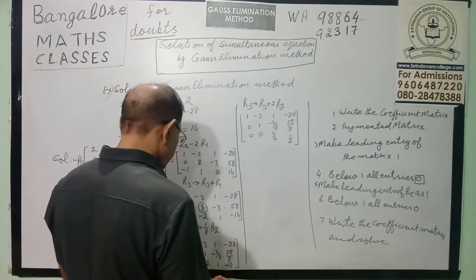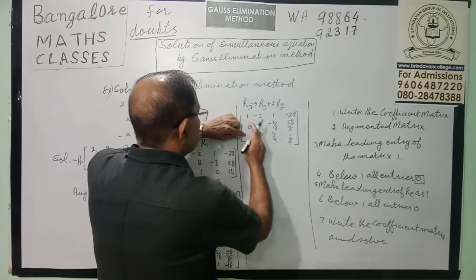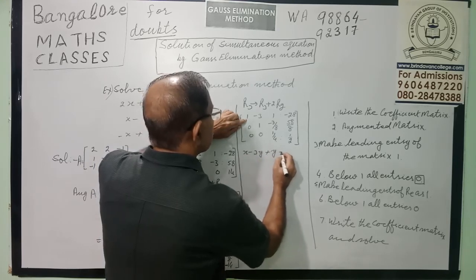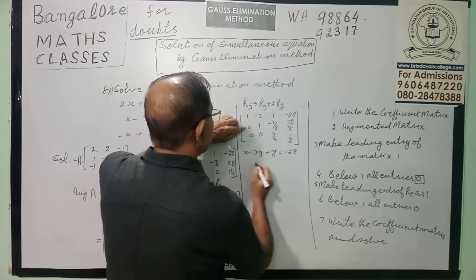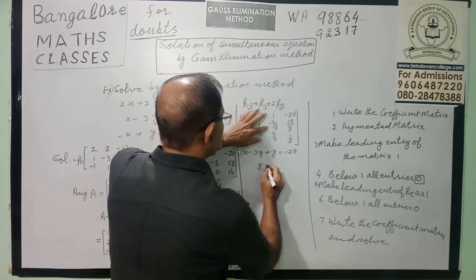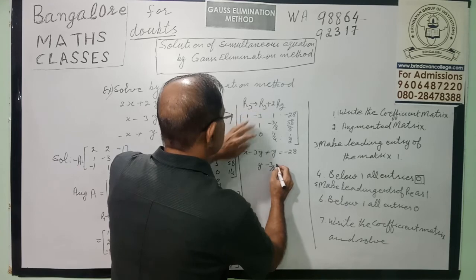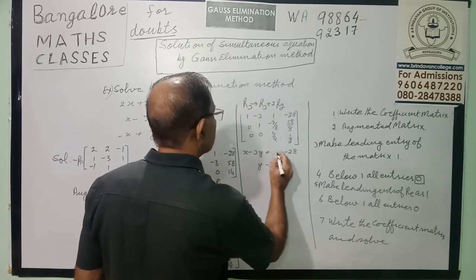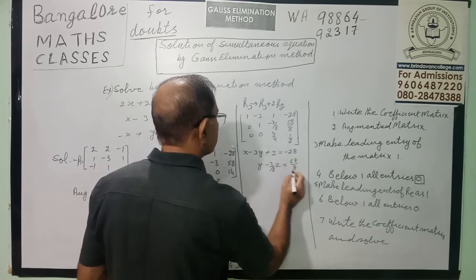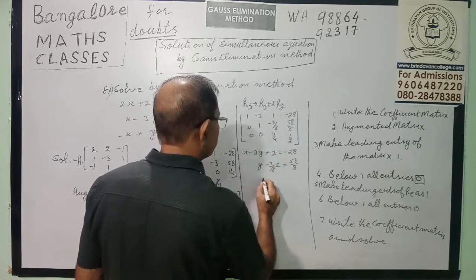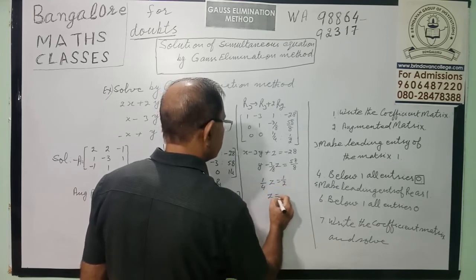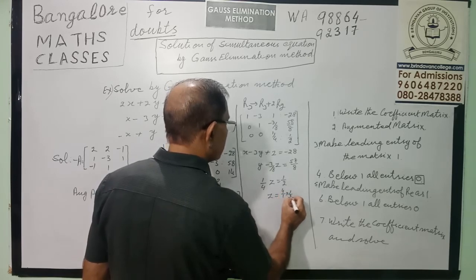Now write down the coefficient matrix. See here, x minus 3y plus z equals minus 28. 0x plus y minus 3 by 8 z equals 58 by 8. 0x 0y plus 1 by 4 z equals 1 by 2. So z will come out to be 2.